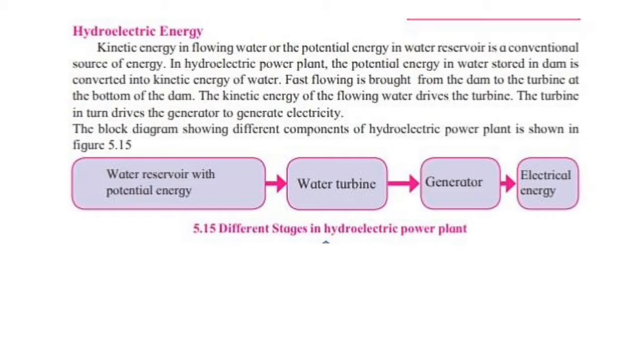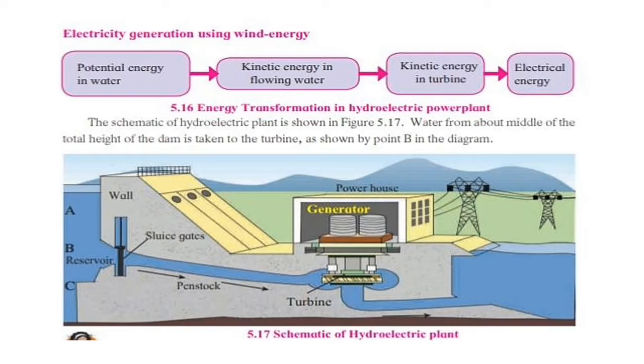So a water reservoir with potential energy can rotate the turbine and there is generation of electricity. So we have to see the potential energy in the water, kinetic energy in the flowing water, kinetic energy which can rotate the turbines, and after that electrical energy will be generated. So this is the schematic diagram of a hydroelectric plant.